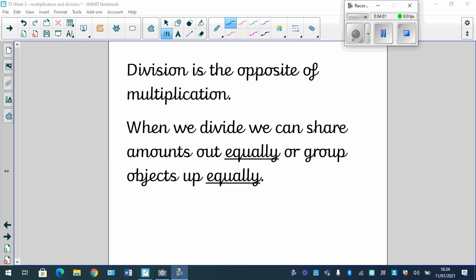Okay, so we've been doing lots of multiplication recently, and division is the opposite of multiplication. And when we divide, we can share amounts equally, or group objects up equally. So it's all about sharing.